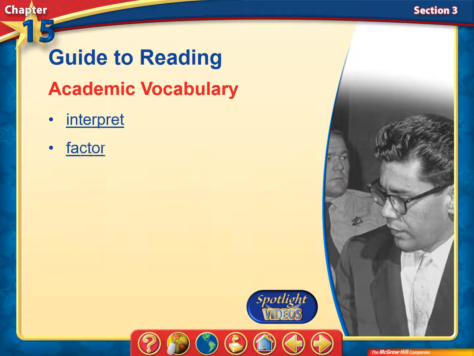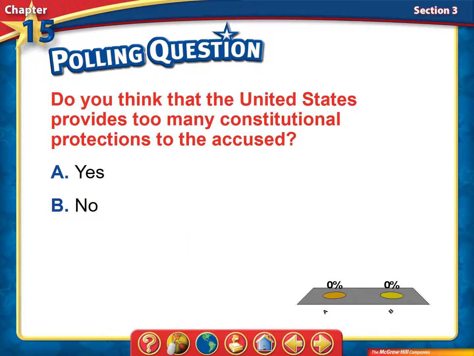So here are the words: interpret, factor, presume. And I'll try to use them in a technical fashion so that you can understand how in a court of law, vocabulary is extremely important. And so, question: do you think that the United States provides too many protections for the accused?